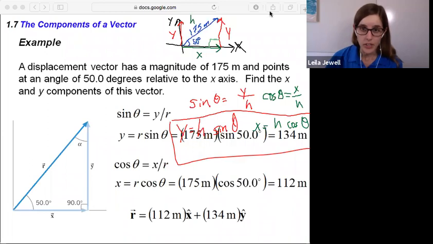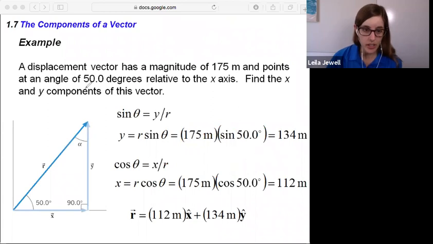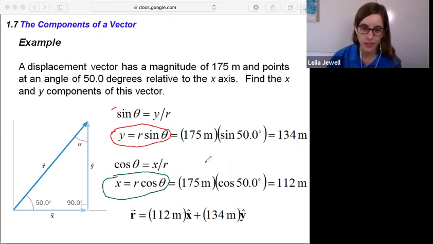That we can then take over here. I'm going to clear my drawings to make it cleaner, but we see that we can get the y with the r, they used r instead of h, times sine of theta, and the x with the r times cosine of theta. And there they plug in the numbers that the total length is 175 meters, and then the angle is 50 degrees. So that gives us for y, that's 134 meters, where the units still matter, and for the x, that's 112 meters, right, where the units matter.